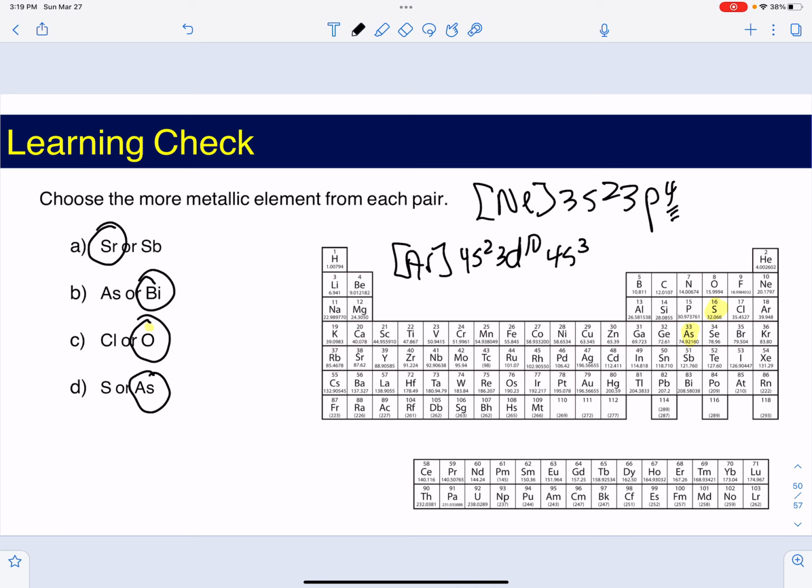If sulfur was going to lose an electron, it would look like that at the end, 3p3. If arsenic was to lose an electron, it will look like this. Actually, sorry, what a monstrosity I just did in there. Not 4s3, but 4p3. Sorry. So if this was going to lose an electron, then you will end up with 4p2 on this one.